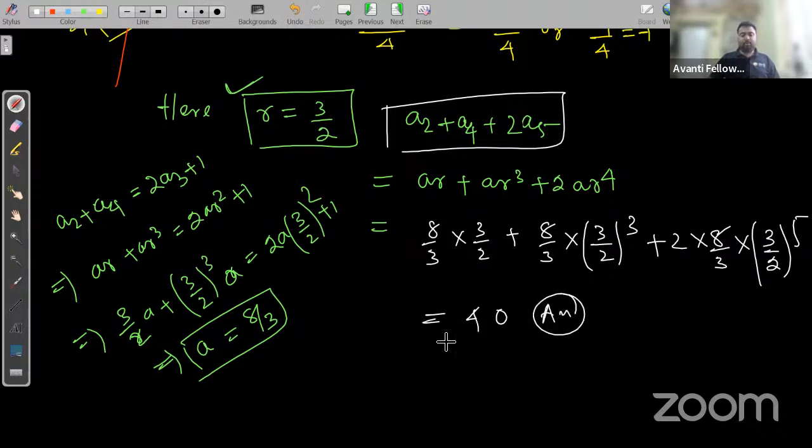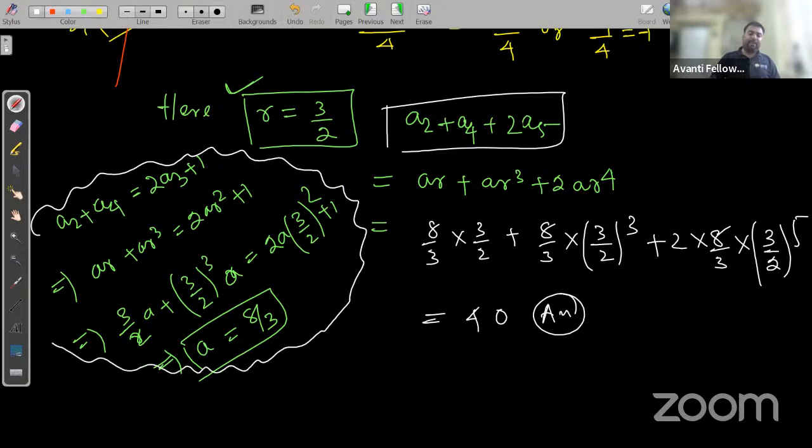You can check it. You can find the value of A by putting the value of R in condition 1. From condition 1, you will get the value of A, and after getting the value of A, put the value of A and the value of R in the asked equation expression. Then you will get the answer as 40. Clear, everyone? Is it clear to all? Shall I move to the next question?